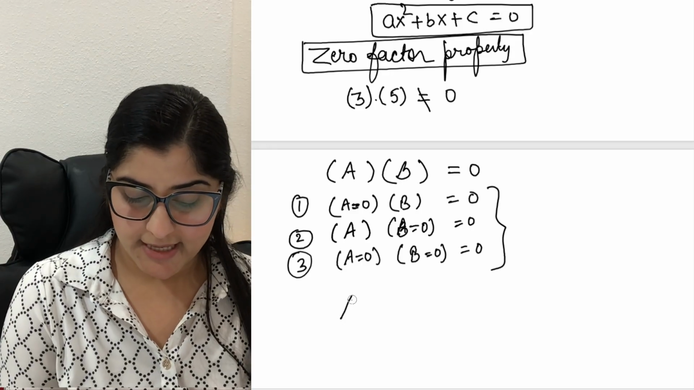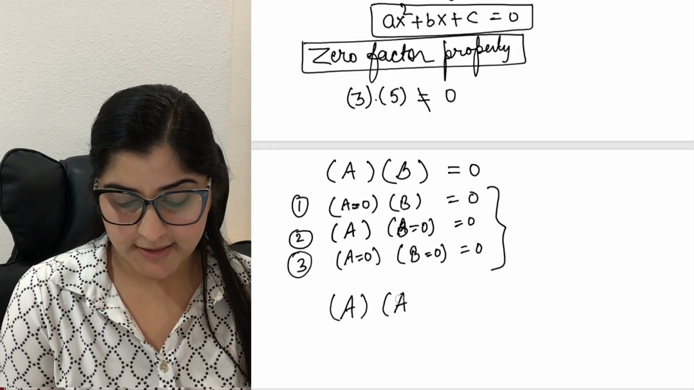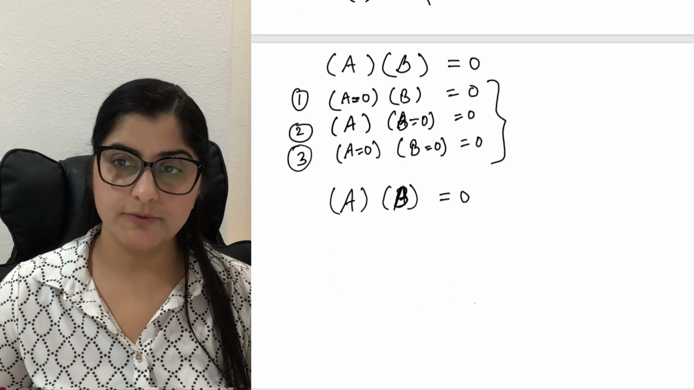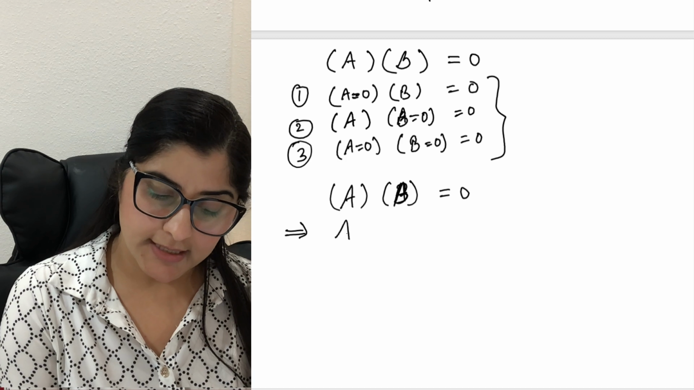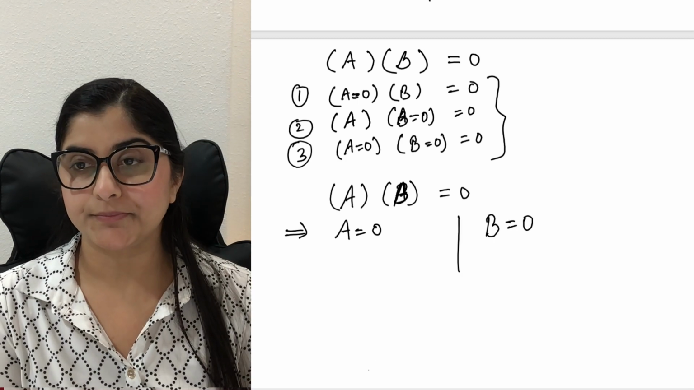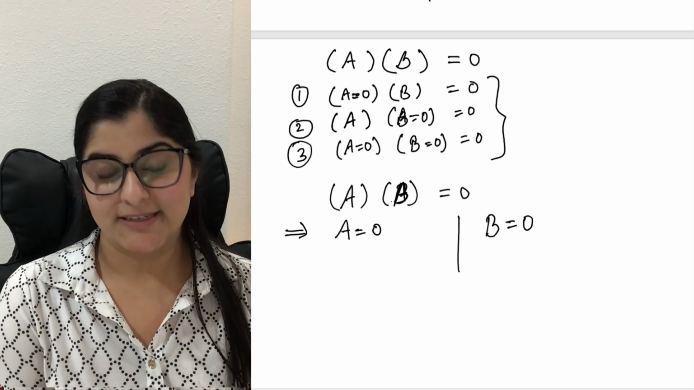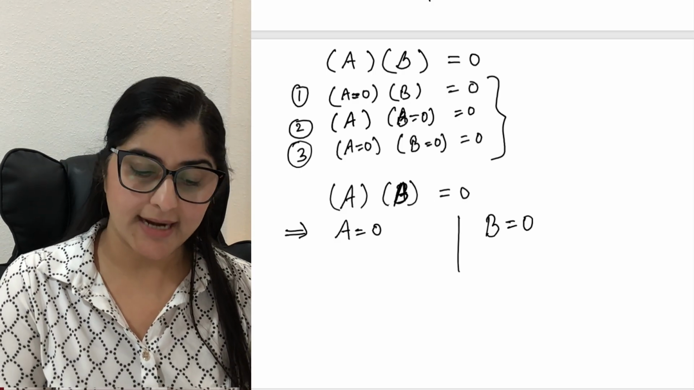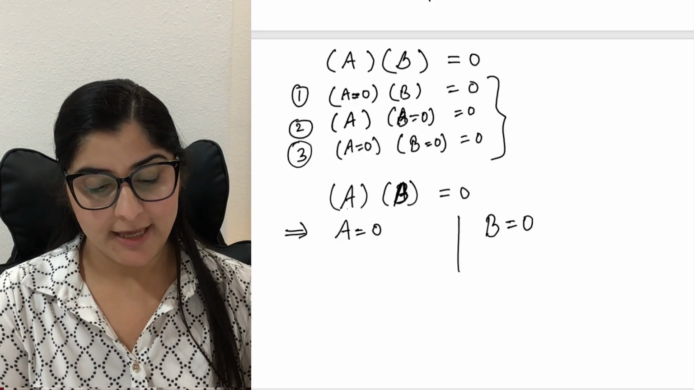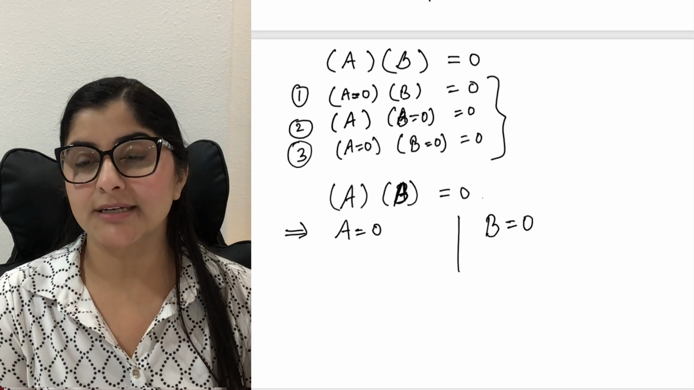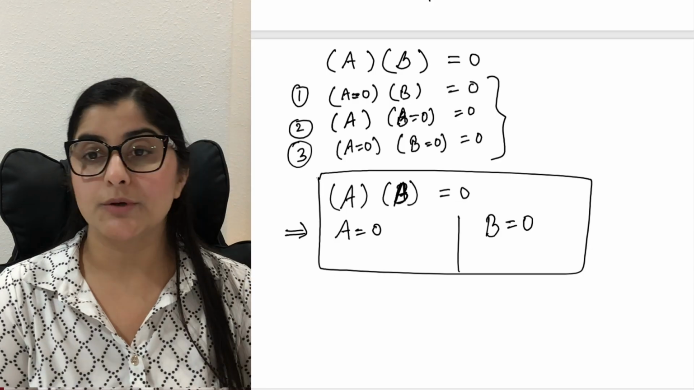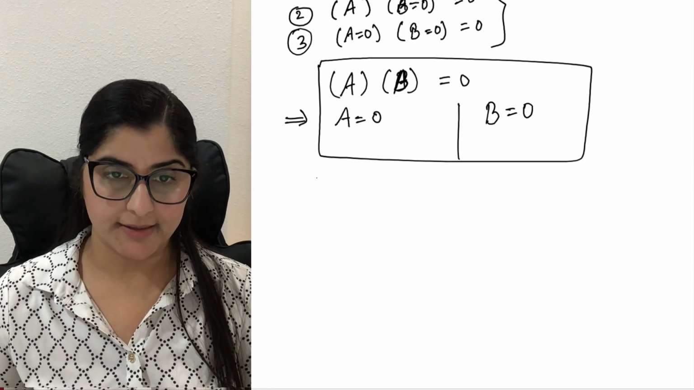Zero factor property is saying if the product of two factors, a and the second factor, suppose b, is 0, this implies that either a is equal to 0 or the factor b is equal to 0. The product of two factors is 0 means at least one of these two factors has to be 0. If both factors are non-zero, then the product can never be 0. So we will use this zero factor property to solve quadratic equations by factoring method.